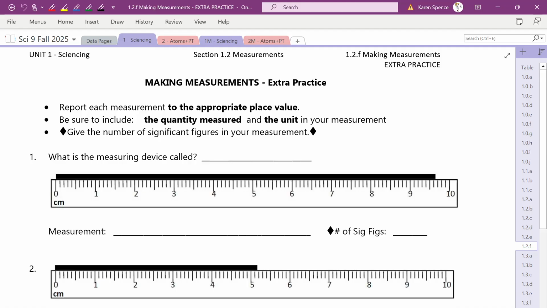Because next Tuesday, there's going to be a quiz on making measurements.